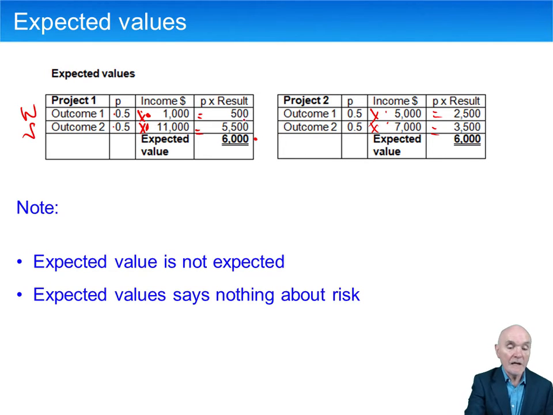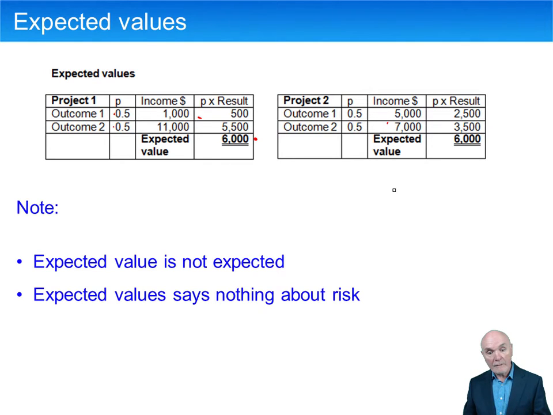So we're using a figure here, the expected value figure, to make decisions when we know that figure is not actually going to arise. And it's surely just a little bit peculiar, to say the least, that we're basing our decisions on these slightly false and manufactured expected values.